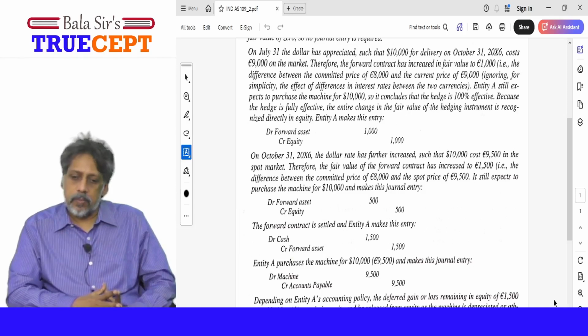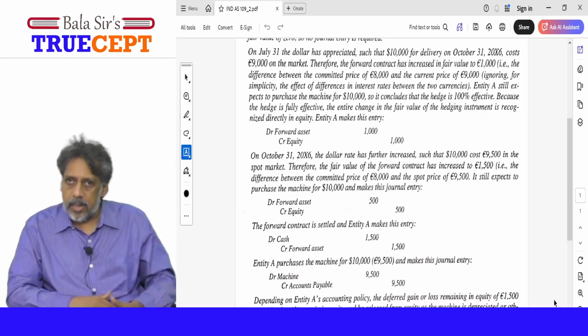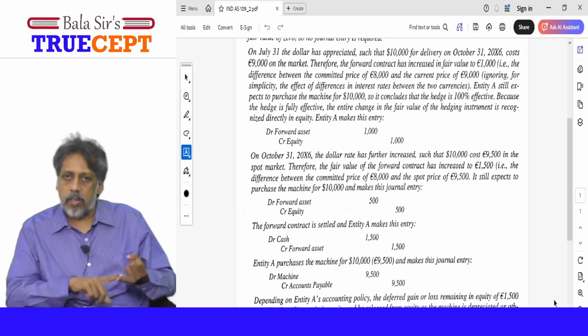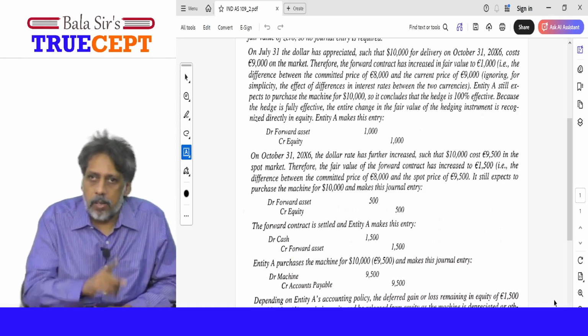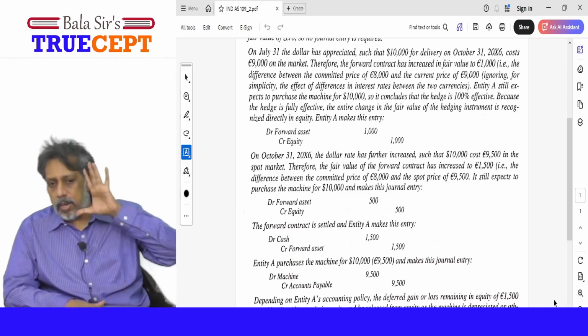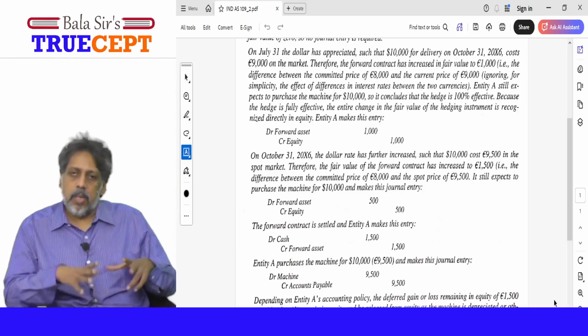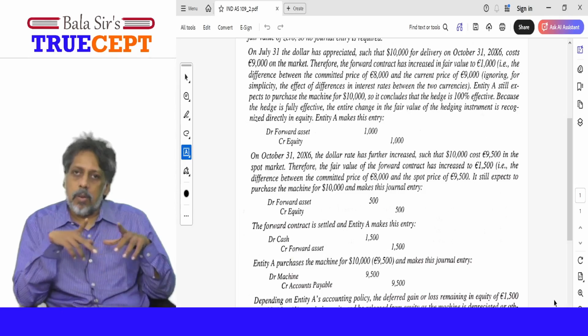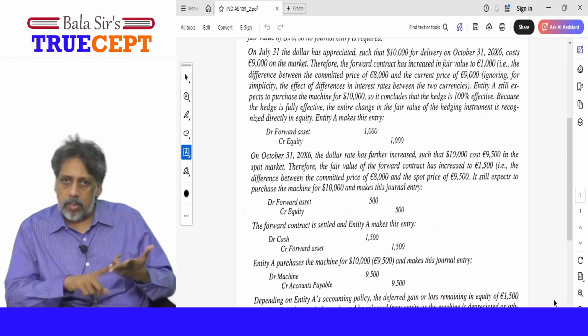Next. On July 31, the dollar has appreciated such that $10,000 for delivery on October 31, 20x6 costs 9,000 euro on the market. Now let us assume that your financial year ends on 31st July. On that date, what is the cost of the $10,000? $10,000 into 0.9 euro per dollar, it is around 9,000 euros. But remember, you won't close the contract on that day. Being a derivative instrument, it should be marked to market. Now over here, you can still buy it for how much? 8,000 euro. You can buy the $10,000 at 8,000 euro.